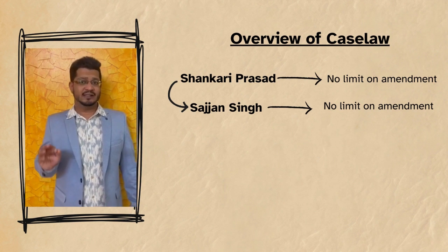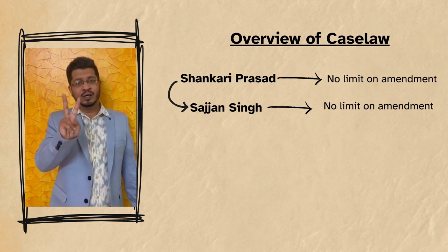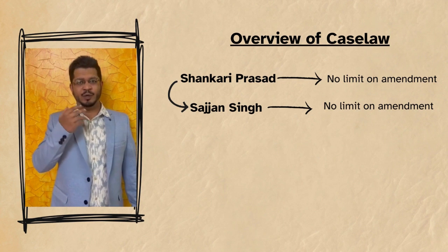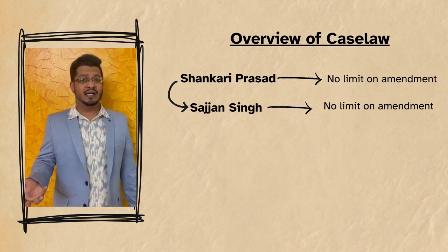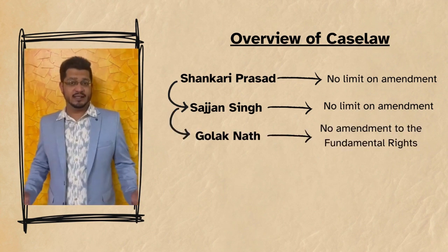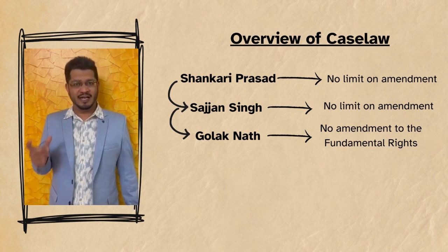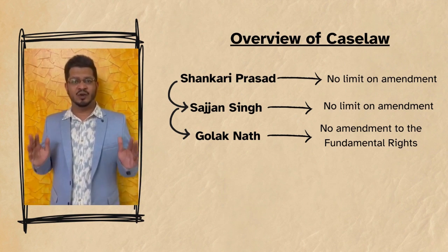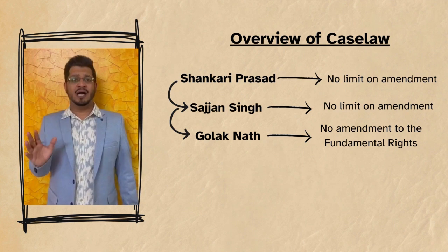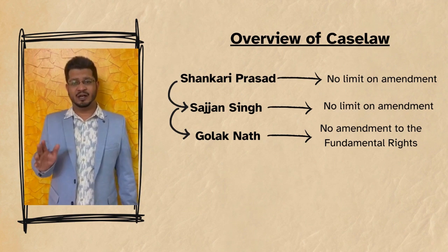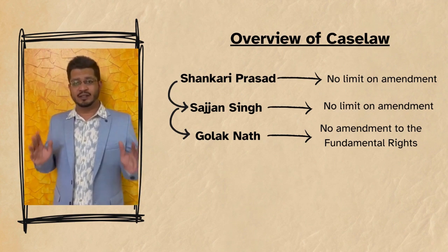However, this case is important because there were two dissenting judgments which would become much more important in the later cases. The next case which came up before the Honorable Apex Court was the case of Golaknath. This case marked a turning point in the history of case law related to constitutional amendments.